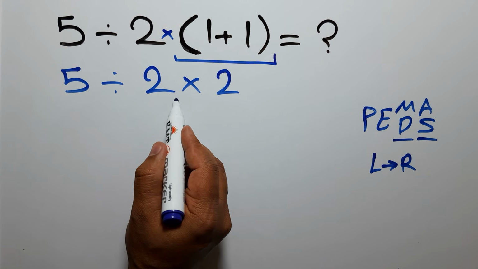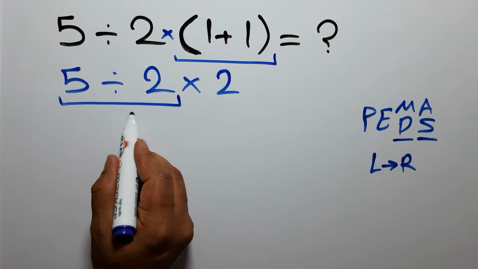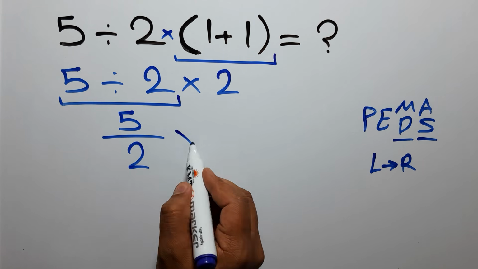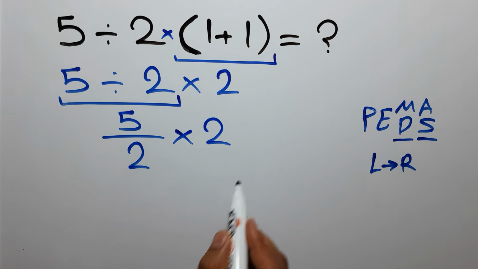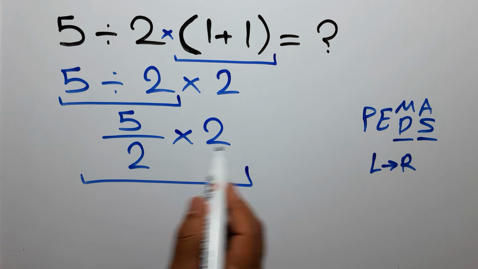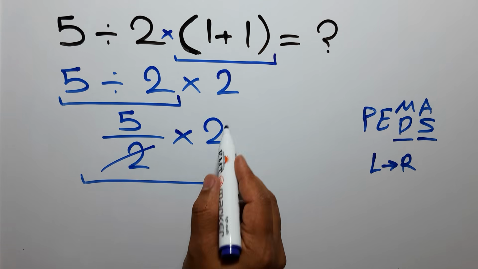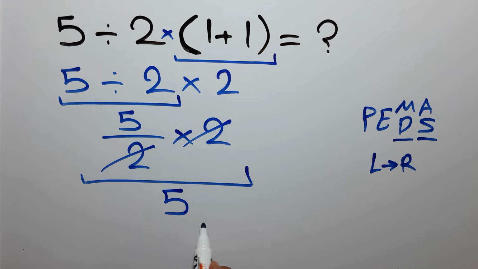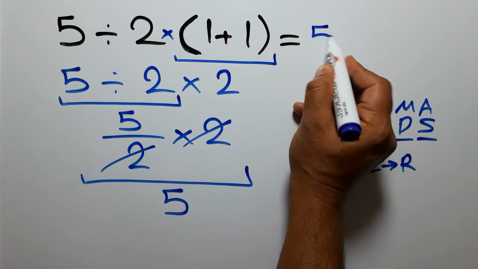5 divided by 2 can be written as 5 over 2. And here we have times 2. Okay? Here we can easily cancel this 2 and this 2. So here we have just 5. And this is our final answer to this problem. The correct answer is 5.